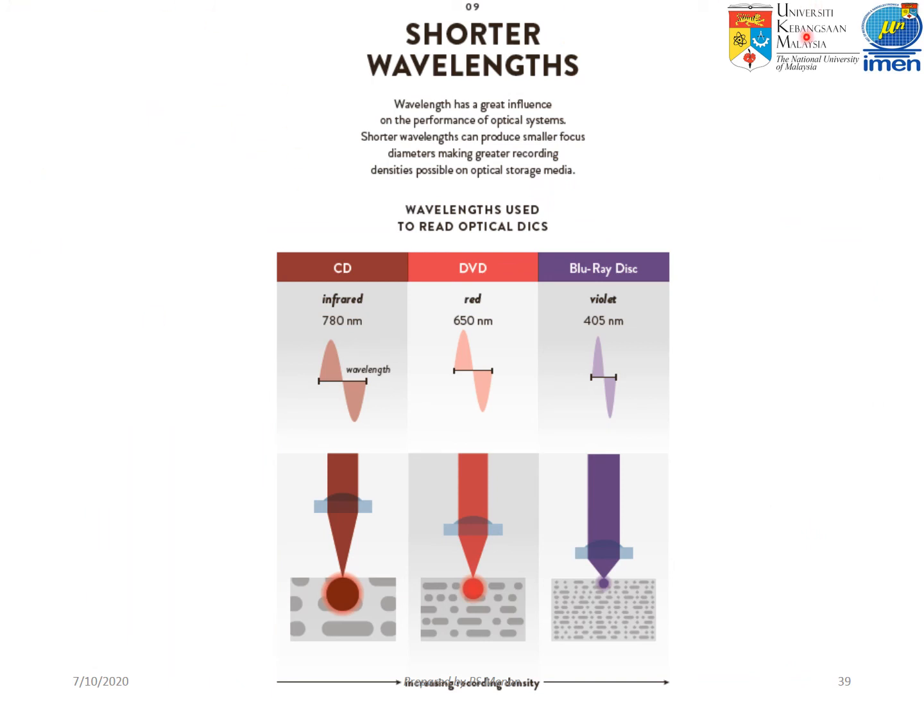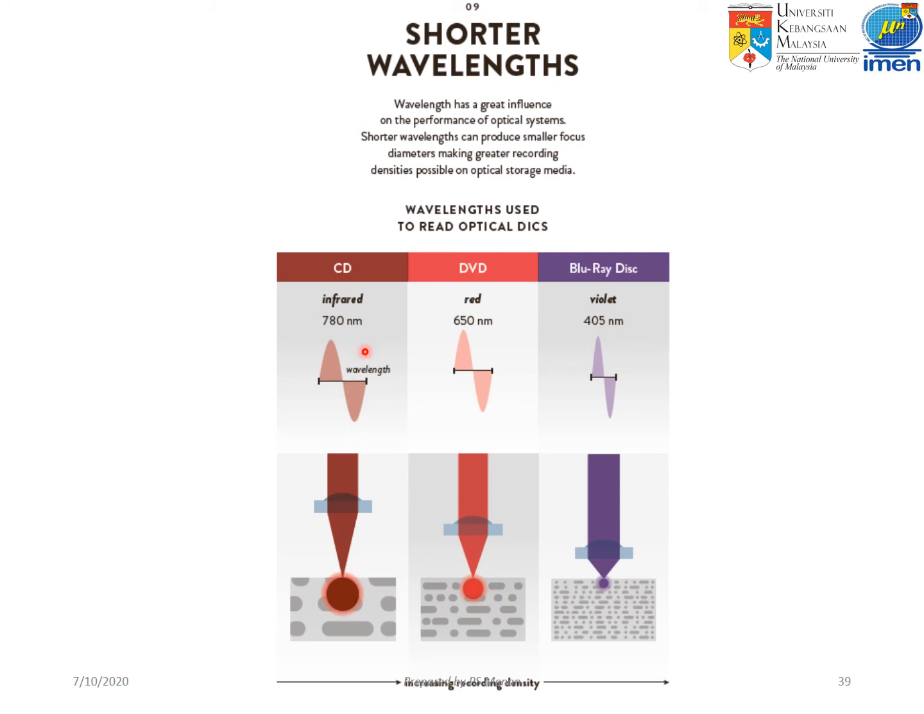All right, shorter wavelengths. Wavelength has a great influence on the performance of optical systems. Shorter wavelengths can produce smaller focus diameters, making greater recording densities possible on optical storage media. So this is a comparison of 3 different types of storage. This is a CD, a compact disc, a DVD, and a Blu-ray disc. So you can see the different types of lasers used. This uses an infrared laser which is at 780 nanometers. This uses a red laser which is at 650 nanometers, and this uses a violet laser at 405 nanometers.